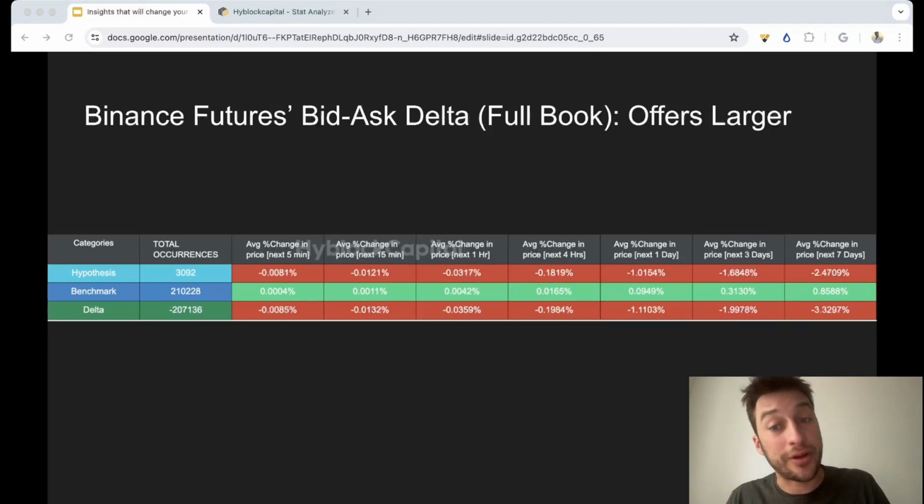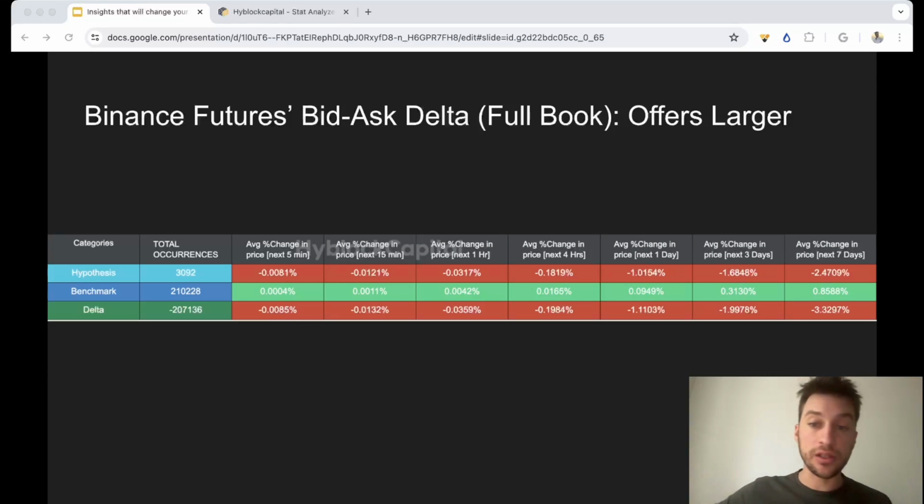Let's get to something a little bit better now. Binance Futures Order Book, the bid-ask delta. The ask, also known as an offer, is a limit sell, and the bid is a limit buy. What this indicator is going to tell you is, of every single limit buy and every single limit sell in the Binance Futures Order Book, what's larger?